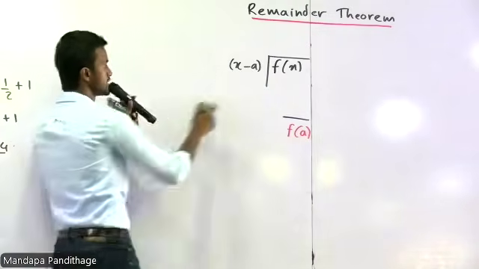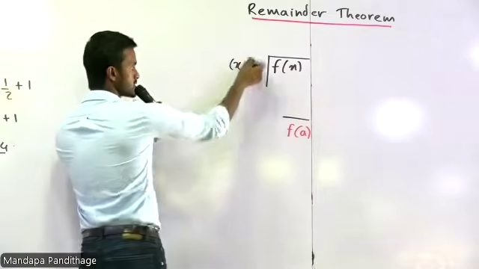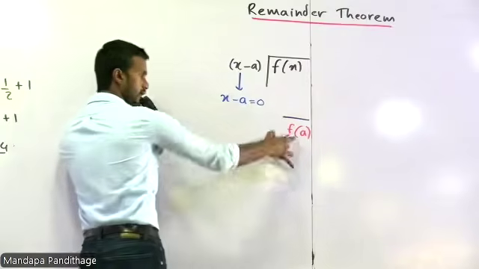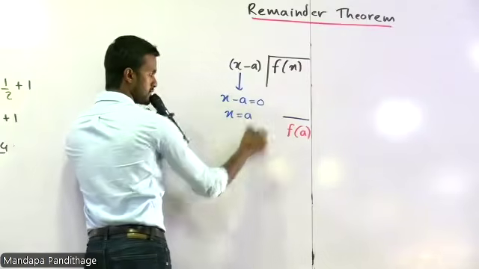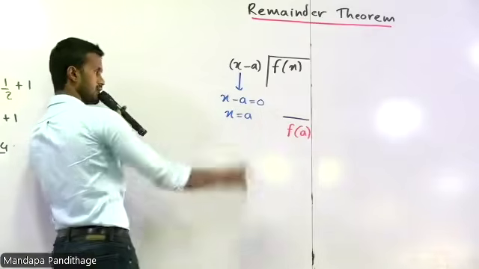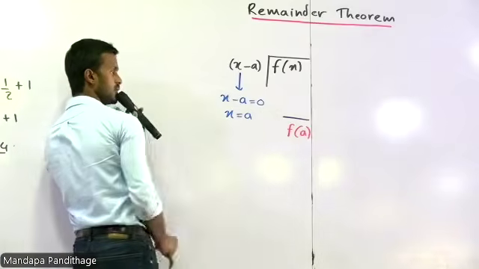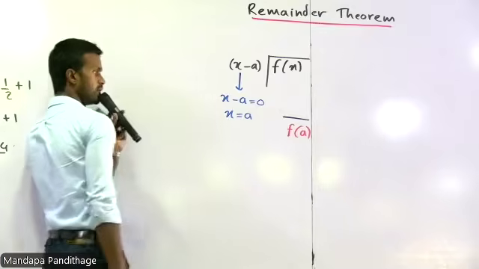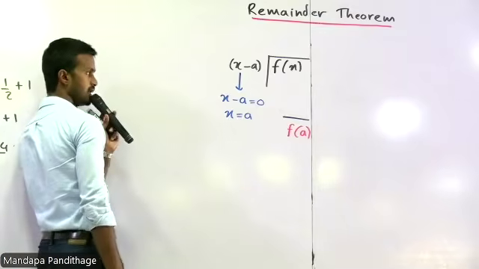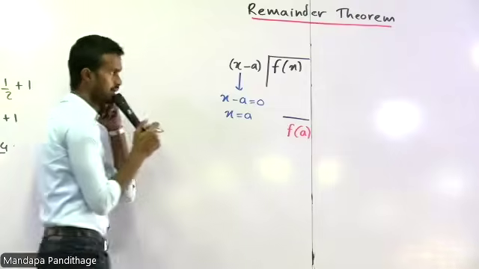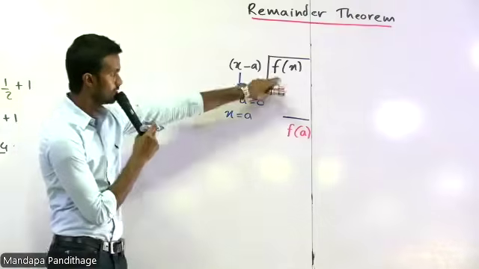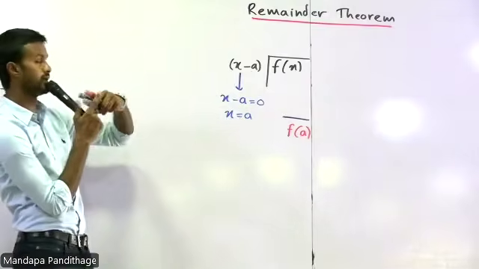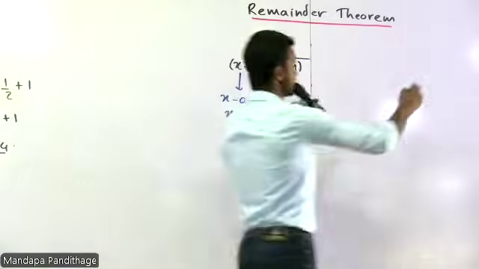a is the value of x such that this divisor is equal to 0. So when we divide by x minus a, it becomes 0 when x is equal to a. That is how we get this a. So simply, what is the remainder theorem? When f(x) is divided by x minus a, the remainder is f(a). Okay, so if I apply this in this way, look at this.